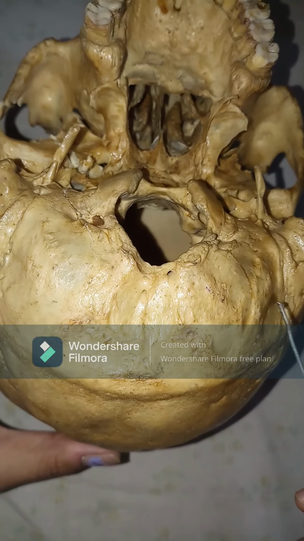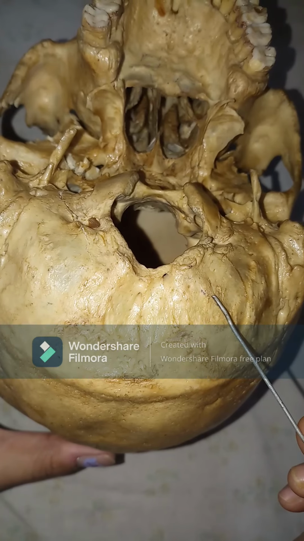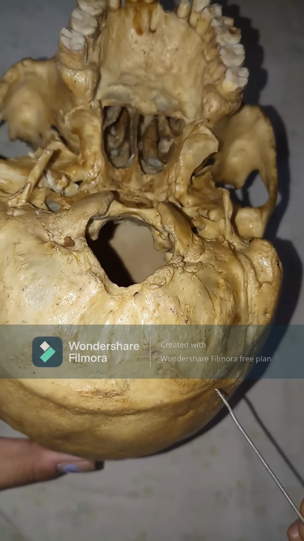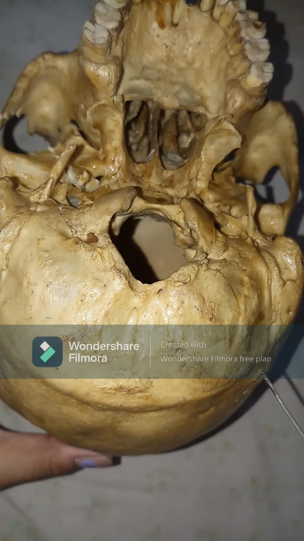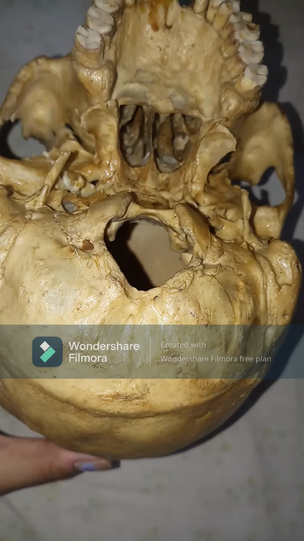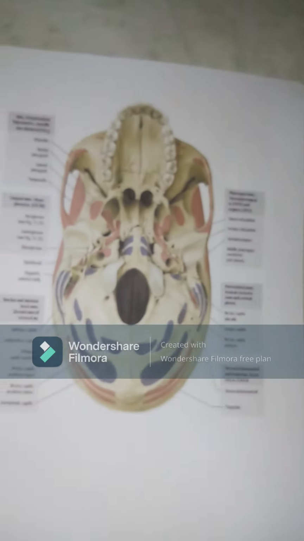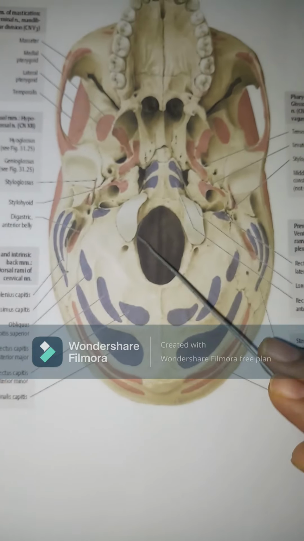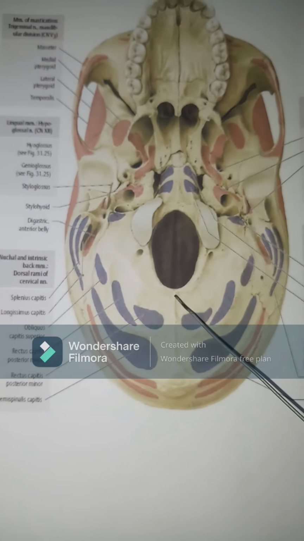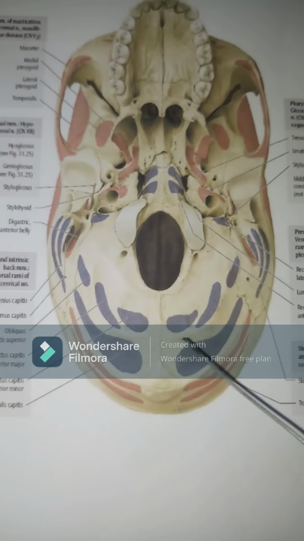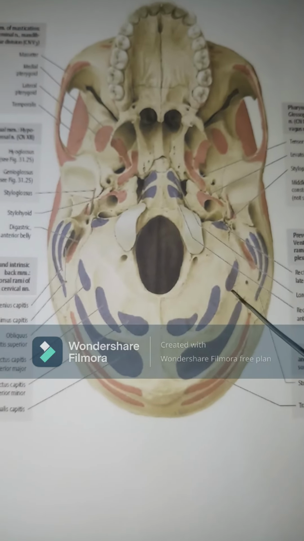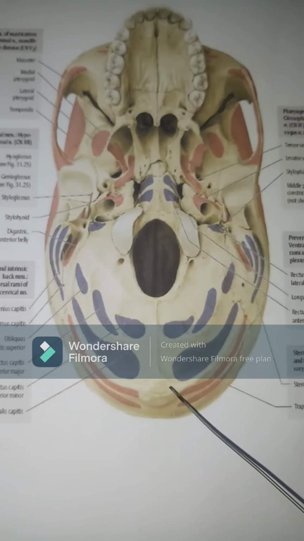And there is an imaginary line further passing diagonally which divides this area into 4 parts for the attachment of muscles. Now we will see which muscles are attached there. So this is the foramen magnum, the external occipital crest, the superior nuchal line, and the inferior nuchal line from the middle of the external occipital crest.